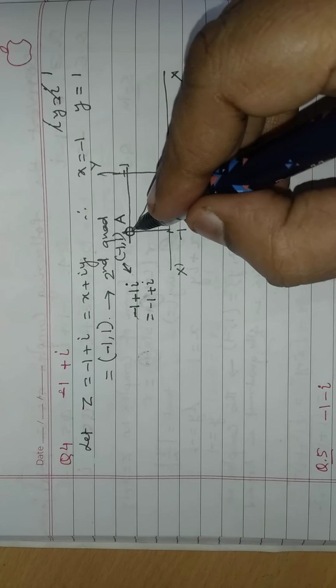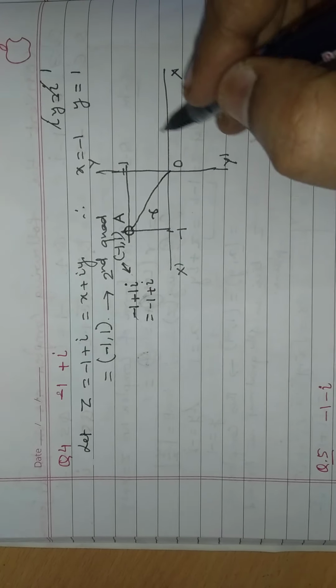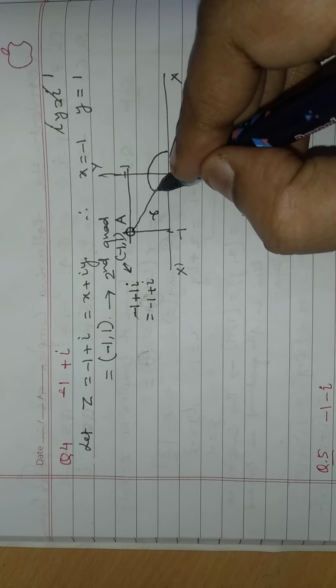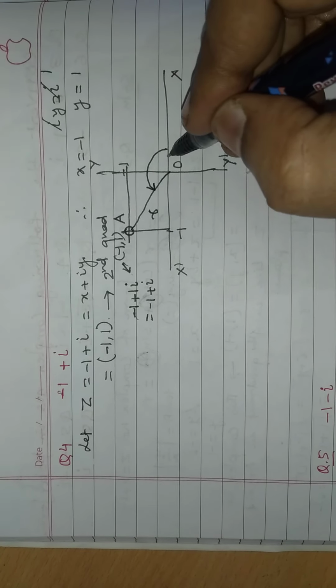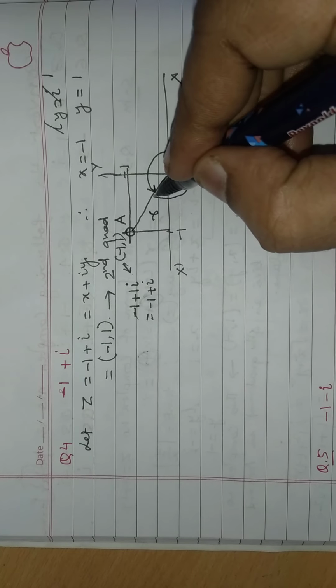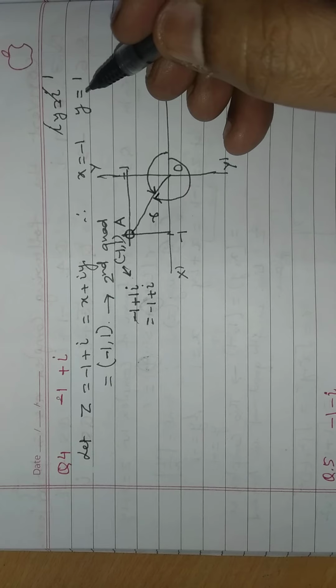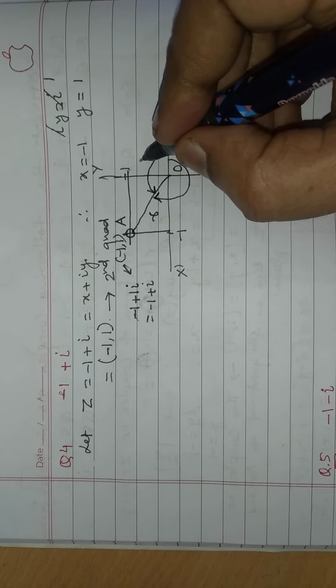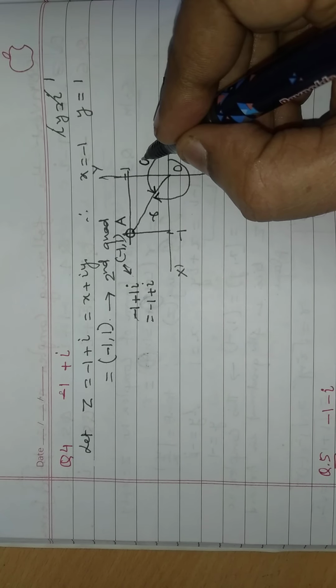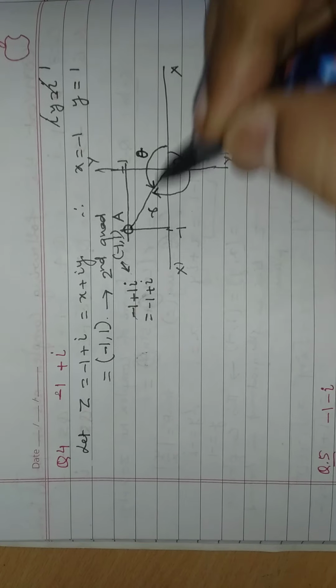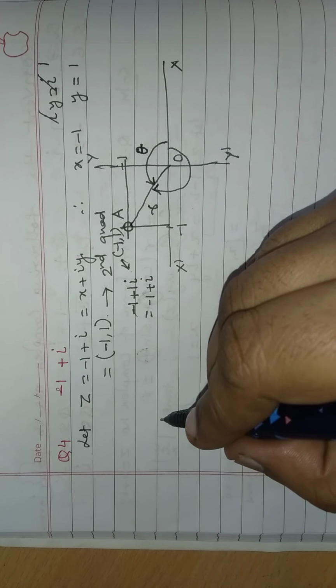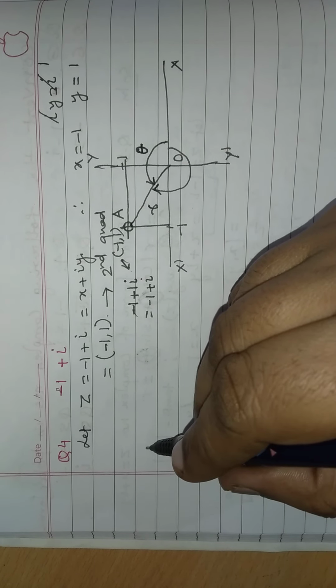This distance will be the modulus of the complex number, and here this is the angle, the smallest angle, and if we go in this way, this will be the bigger angle. So we will take the smaller one as the argument of the complex number. So suppose this angle is equal to theta. First of all we will find r.